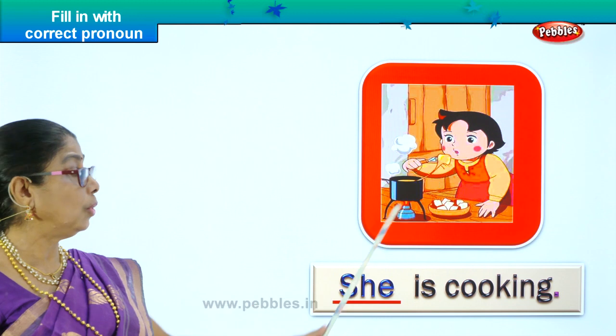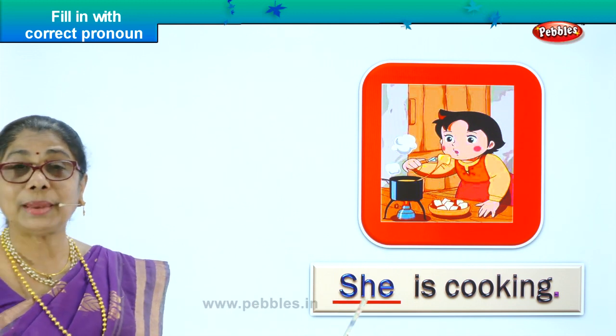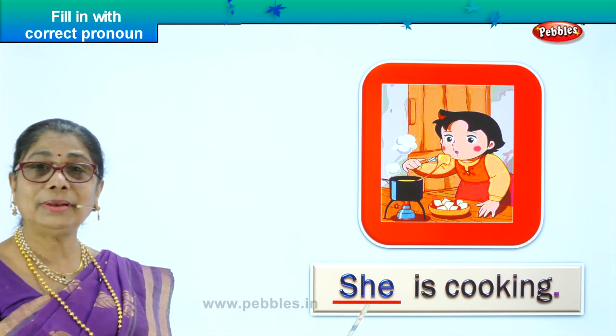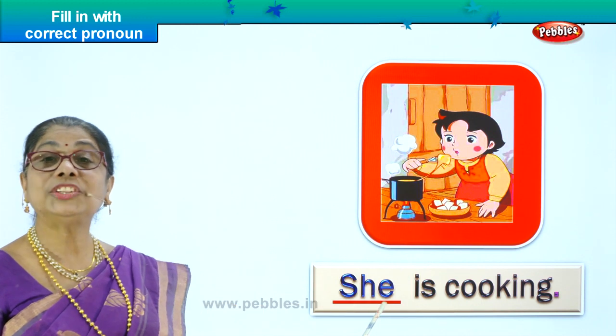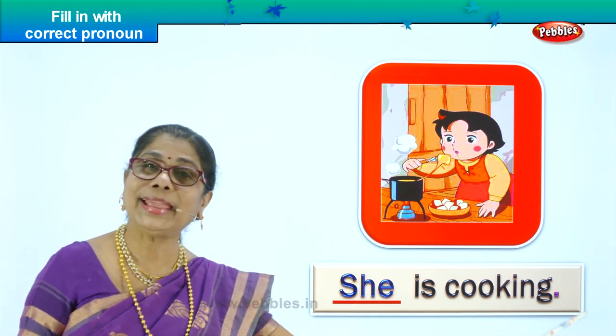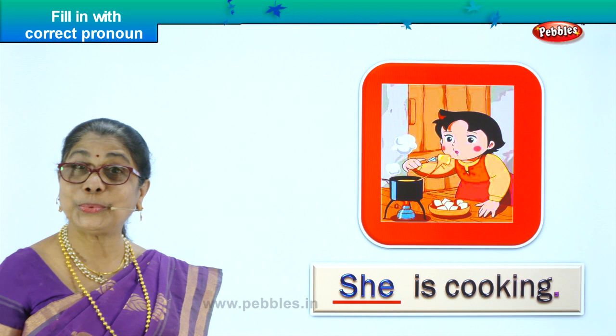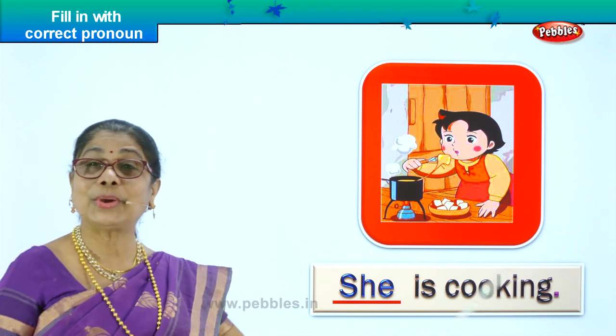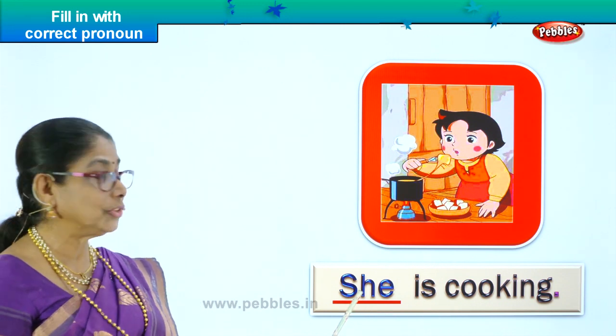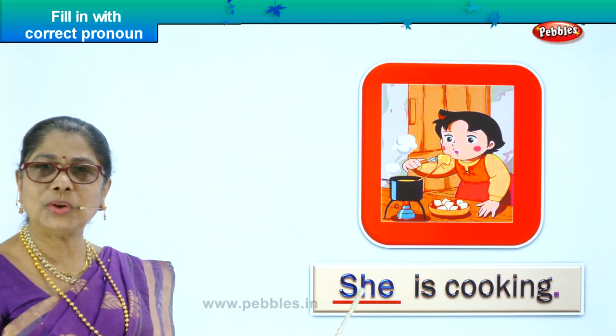It can be a cook. It can be your mom. It can be your aunt, grandma, the lady. So, we write, she is cooking. It can be you. She is cooking. We pick the correct pronoun. Are you happy? Are you enjoying the exercise?